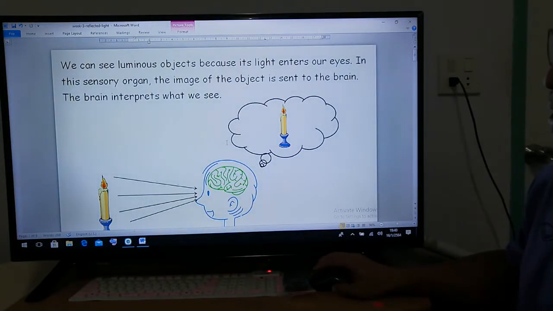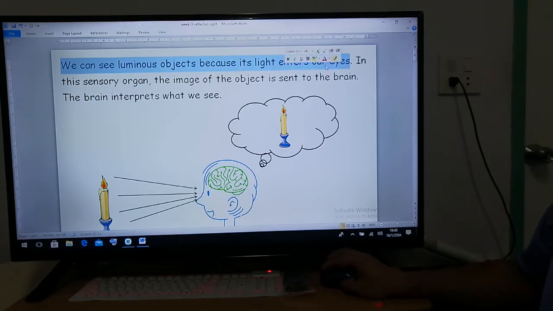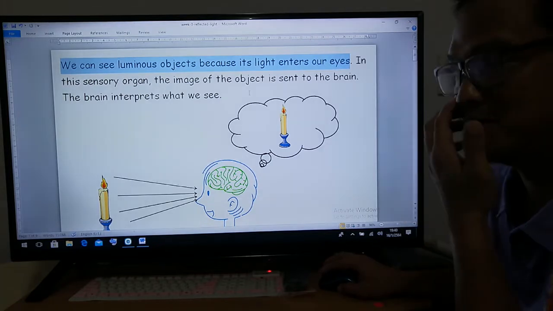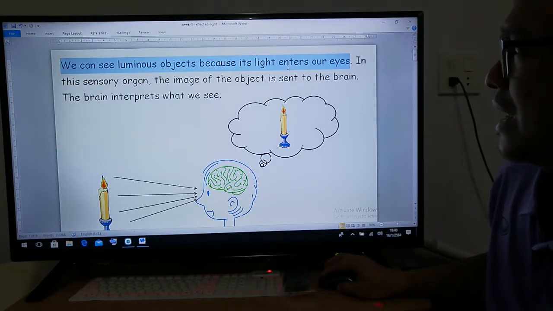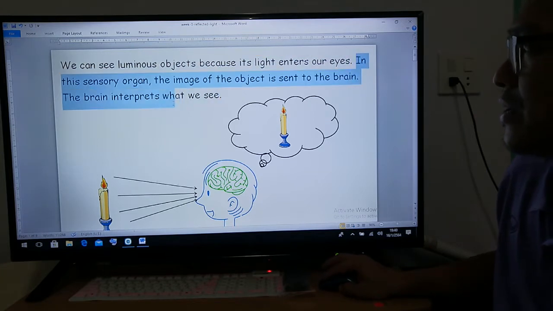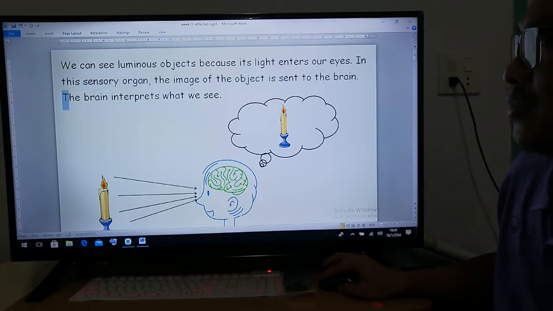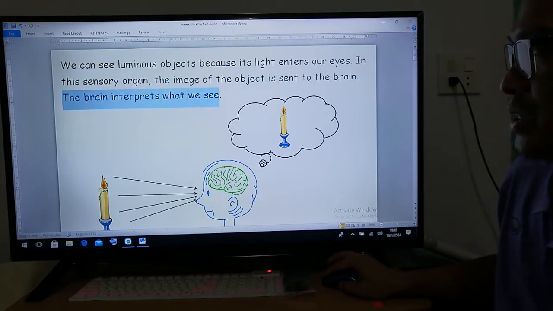We can see luminous objects because their light enters our eyes. In this sensory organ, the image of the object is sent to the brain. The brain interprets what we see.